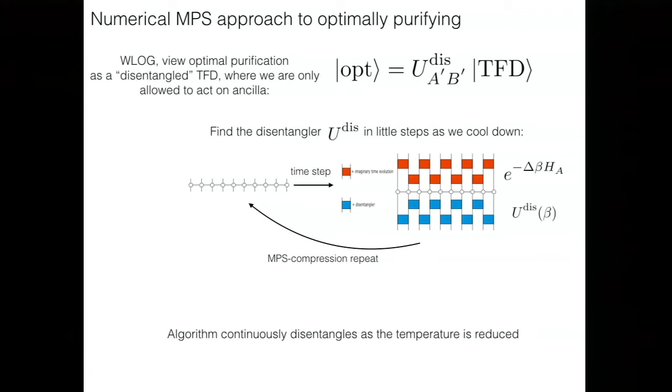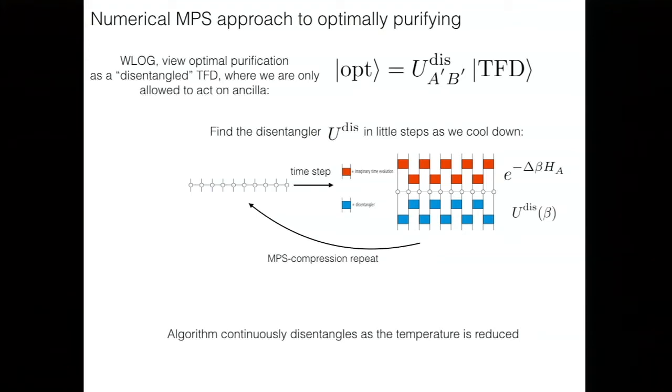So let me first just discuss our attempt to compute it numerically before I discuss the theoretical calculation of it. The idea here is, we'll be working with 1D matrix product states. I can view the problem of finding this optimal purification as one where you start with a Thermofield double purification and then act with a unitary only on the ancilla to try and remove as much entanglement as possible. That unitary is this U disentangler unitary.